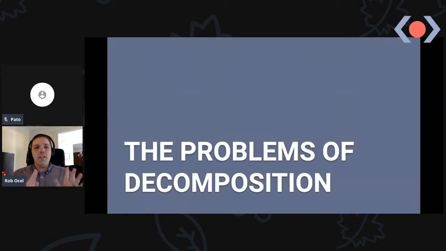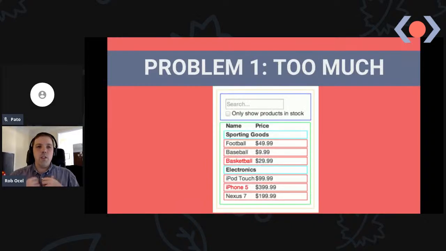So let's dig into a couple of the problems. Now, sometimes I've called this the Goldilocks problem of decomposition, where some people do too much and some people do too little. And we'll look at what some of the effects are of both of those. So the first is when you have too much decomposition, meaning you have way too many components in your application.